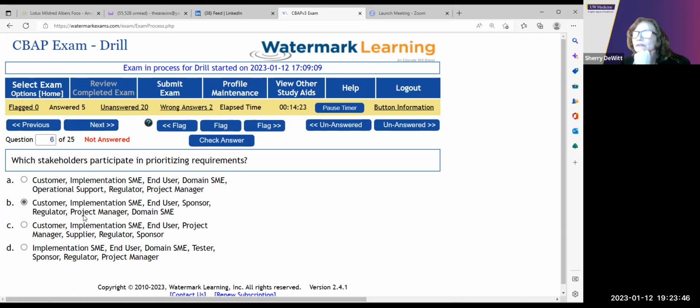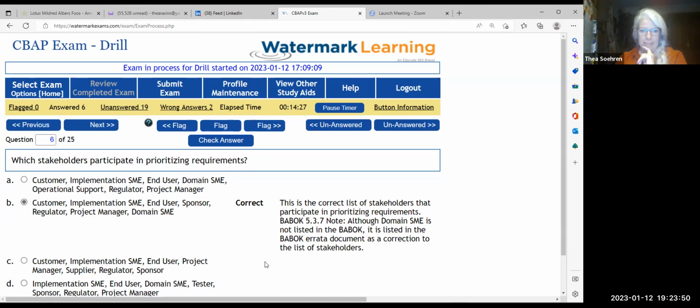Okay, I'm going to go ahead and check the answer and we can see what it is. I say D. This is the correct answer. Good job. This is the correct list of stakeholders that participate in the prioritization of requirements. Look at BABOK 537. Although domain SME is not listed in the BABOK, it is listed in the BABOK errata documents as a correction to the list of stakeholders. So make a note in your BABOK. Go to 537 and put domain SME in there because it will be on the test, even if the BABOK needed to be corrected.